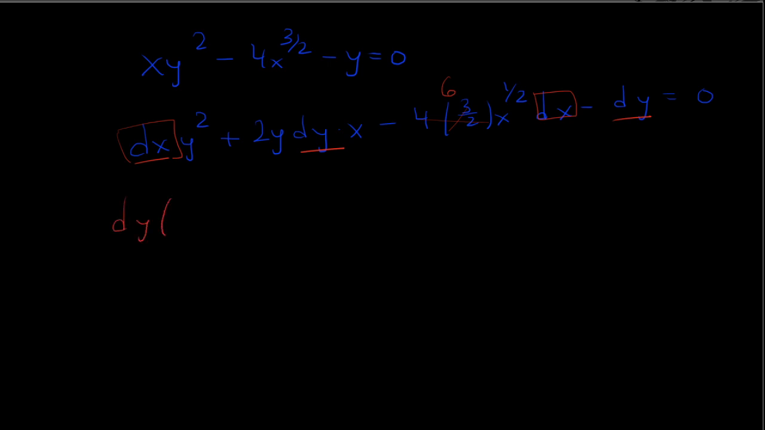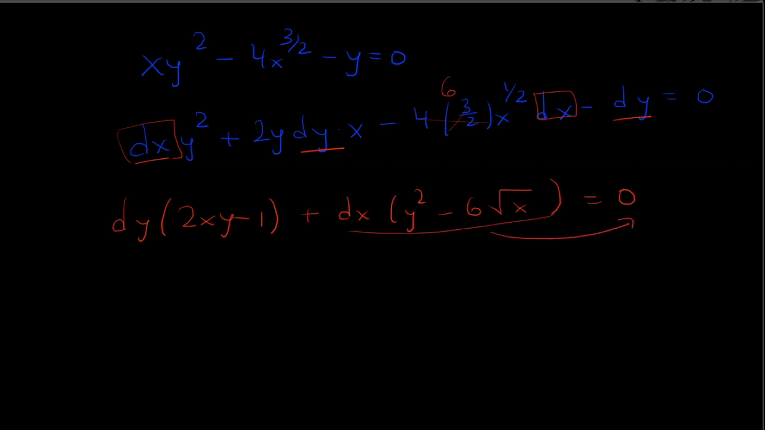So let's just factor out the dy's and dx's. So dy, I have 2xy minus 1. For dx, I have y squared minus 6 square root x. I want to solve for dy, so I'm going to move this whole thing over and then divide it by 2xy minus 1. So this is dy then. So this is my answer. And if you really want, you can distribute out the negative, but it doesn't matter. So that's how to do it using the alternative way.